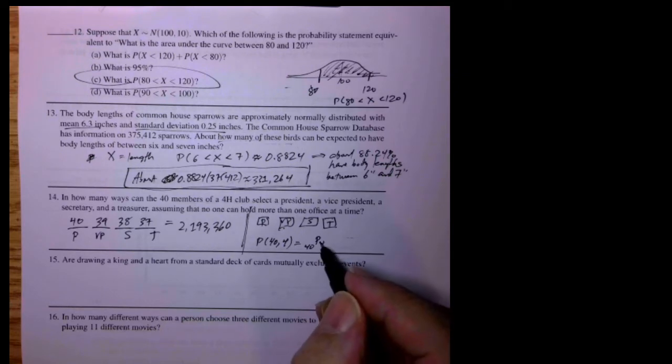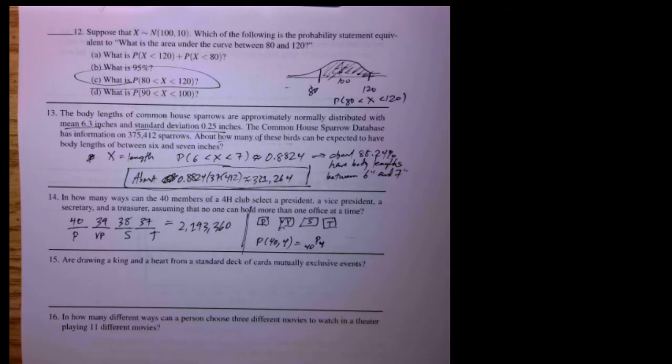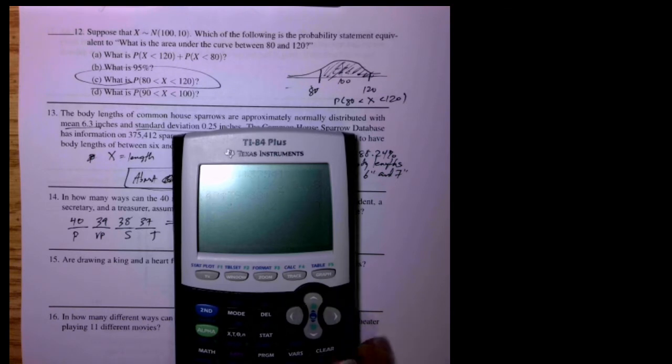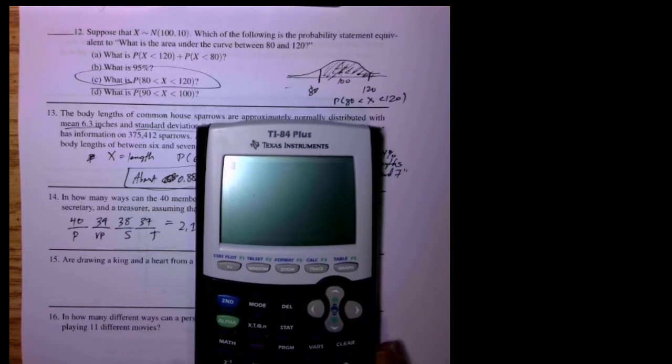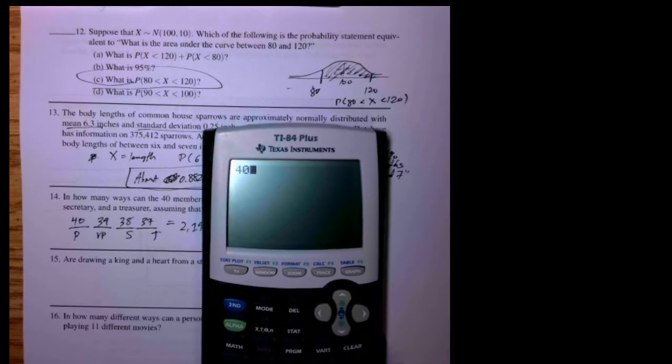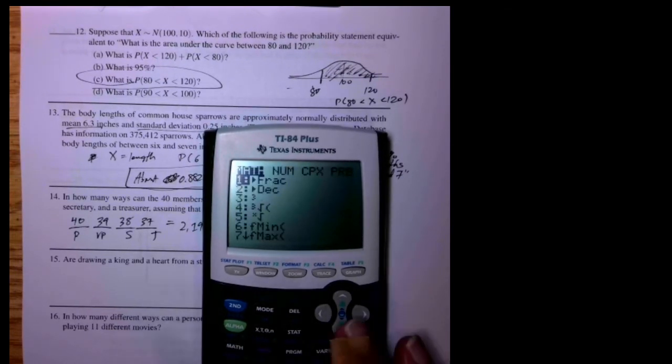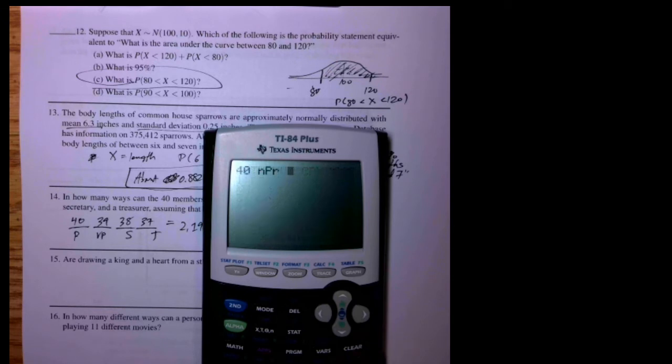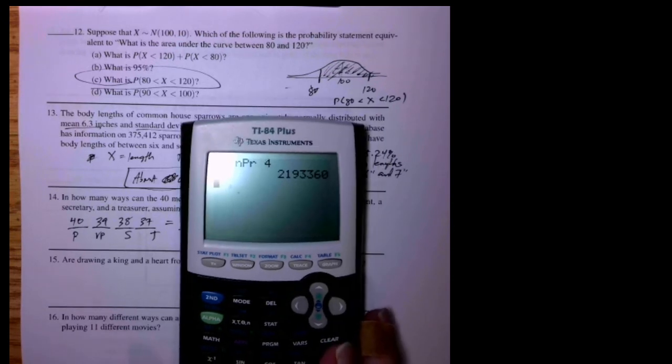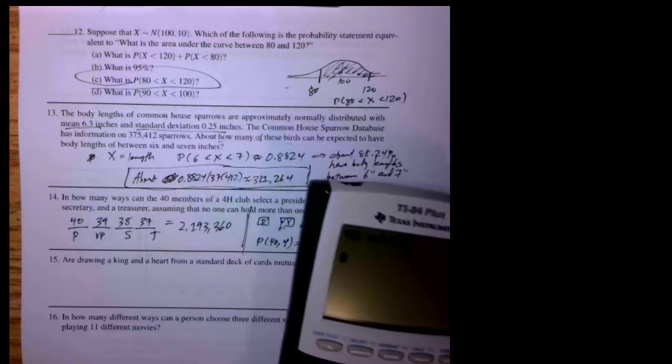And I write it that way because your calculator does. Right? Let's go ahead and do that on the calculator so you are reminded how it is done. You put 40 on the screen, and then you go to math, and then over to probability, and then down to nPr there, the second thing. Hit enter, and then put 4 on the screen. And there it is, that 2,193,360 thing. Of course, it's the same number.